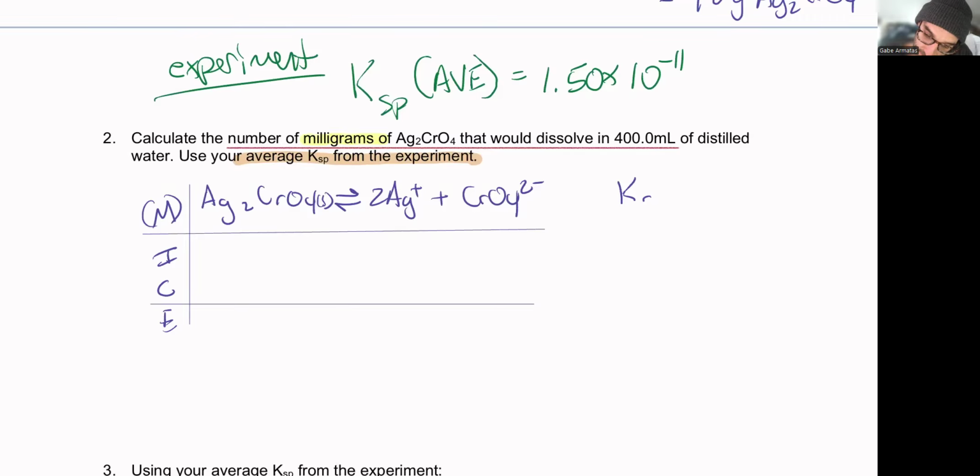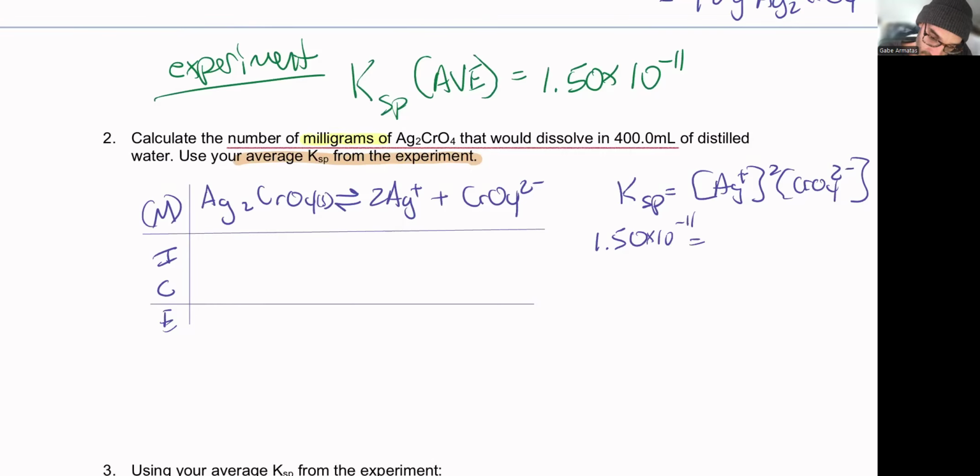My KSP is equal to the concentration of my silver ions squared, times the concentration of my chromate ions. There we go. All right, so we've got everything we need. Let's plug in what we have. I know my KSP is 1.50 times 10 to the negative 11.